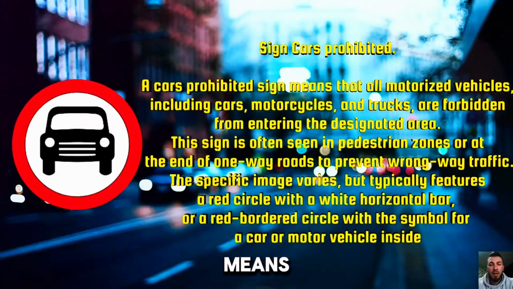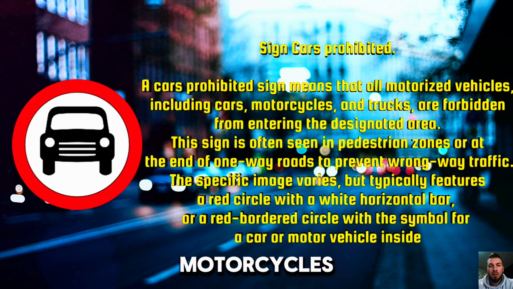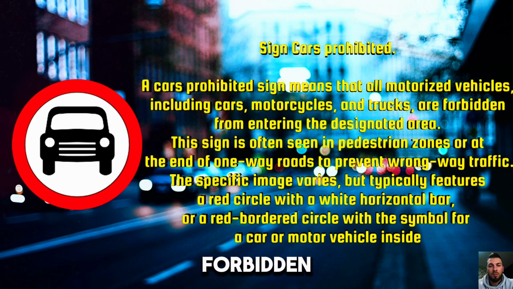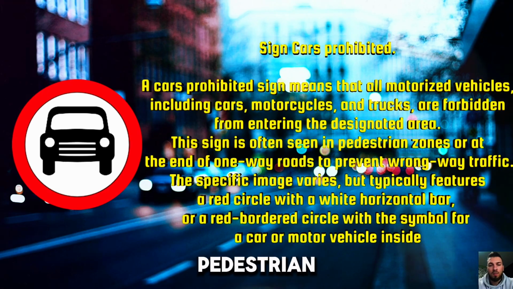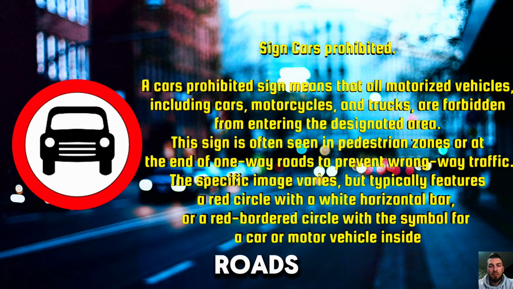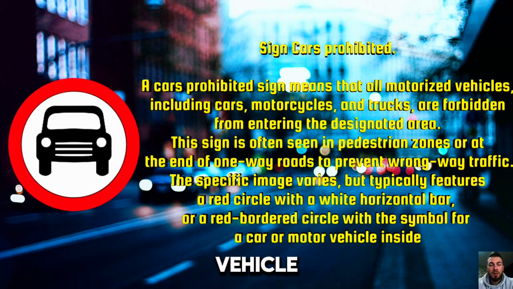Sign cars prohibited. A cars prohibited sign means that all motorized vehicles, including cars, motorcycles, and trucks, are forbidden from entering the designated area. This sign is often seen in pedestrian zones or at the end of one-way roads to prevent wrong-way traffic. The specific image varies, but typically features a red circle with a white horizontal bar or a red-bordered circle with a symbol for a car or motor vehicle inside.